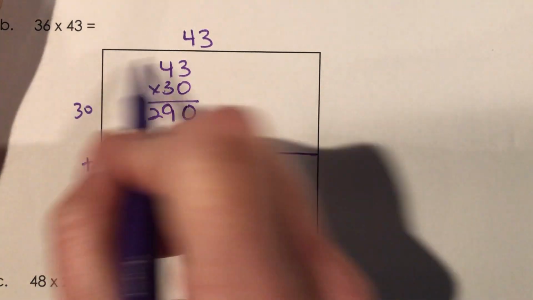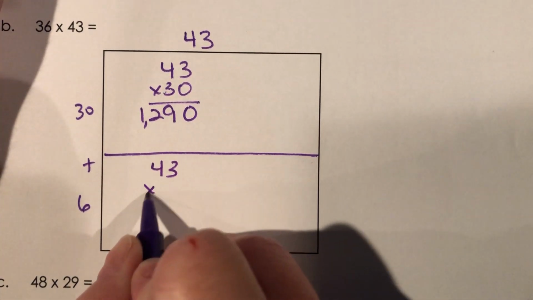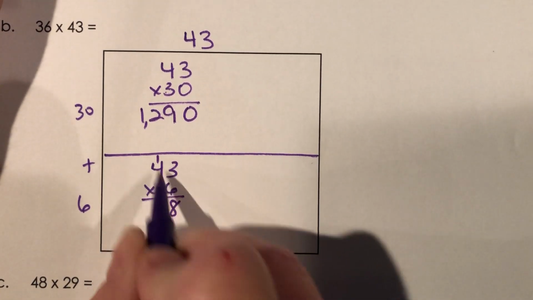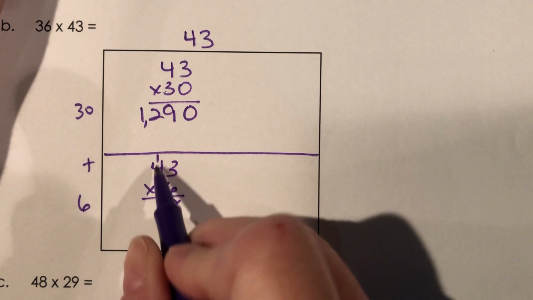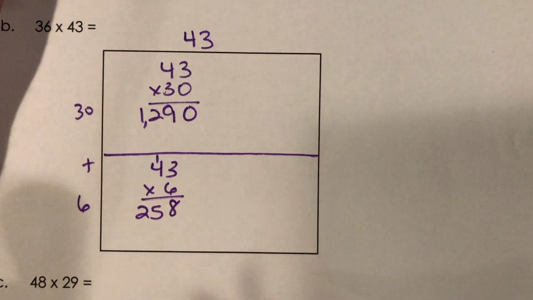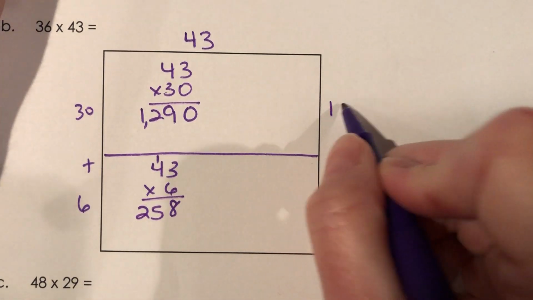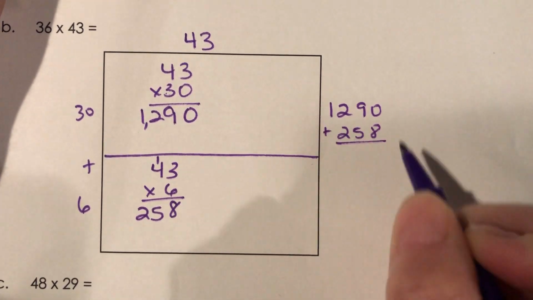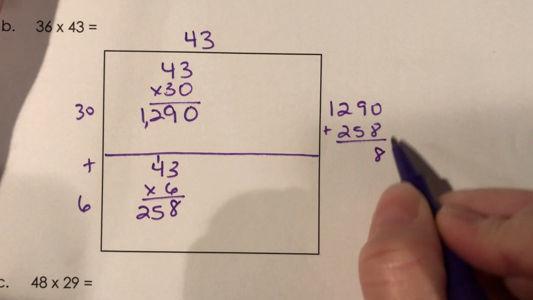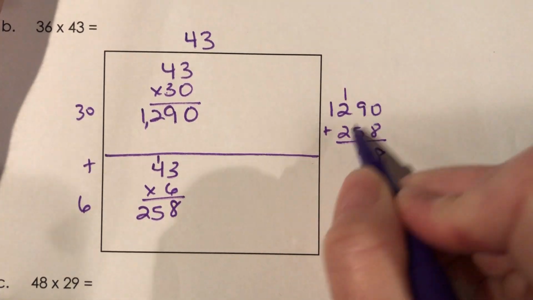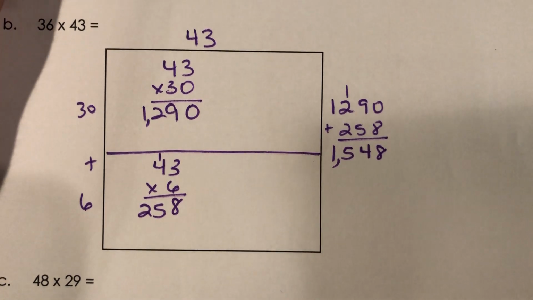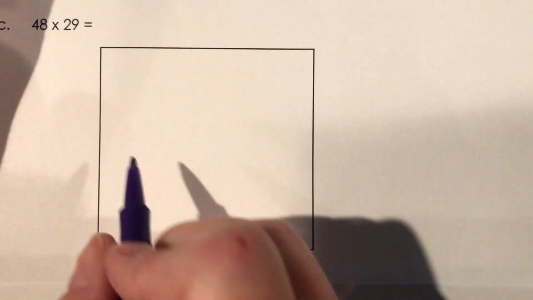And for this one, I would need to take 43 times 6. And 6 times 3 is 18, so there's 18. 6 times 4 is 24, plus 1 is 25. And of course, to find the answer to the whole thing, we'd have to add those together. So I've got them lined up by place value. 0 plus 8 is 8. 9 plus 5 is 14. 245, and my 1. 1,548.